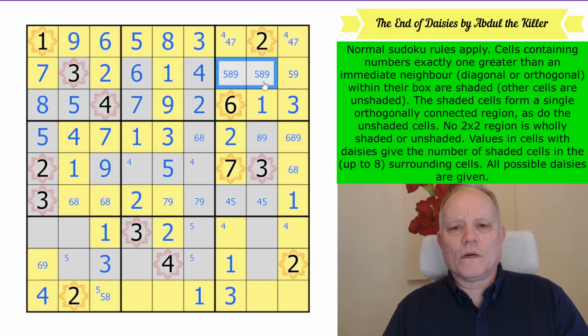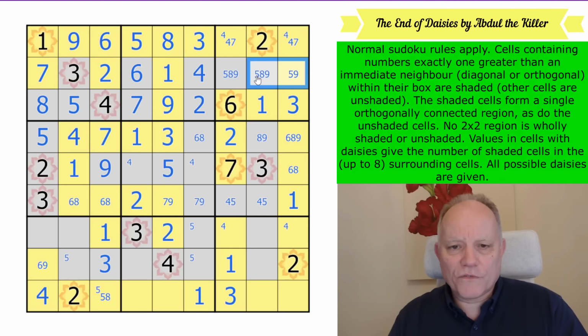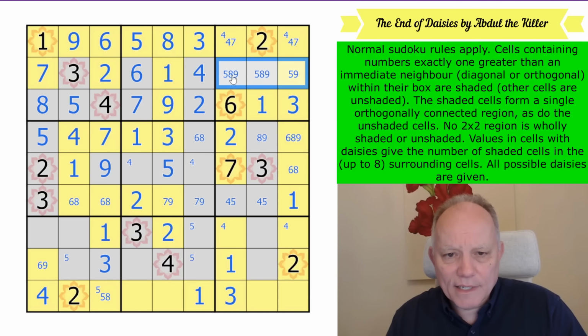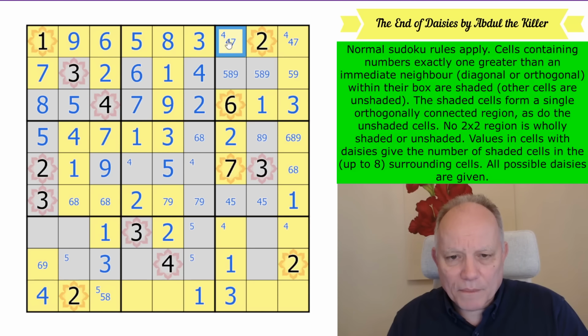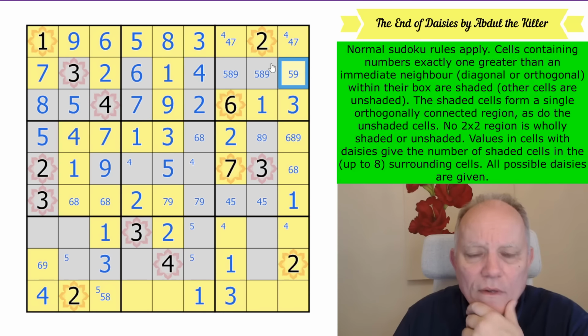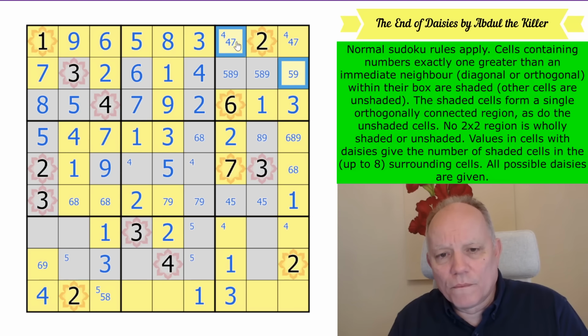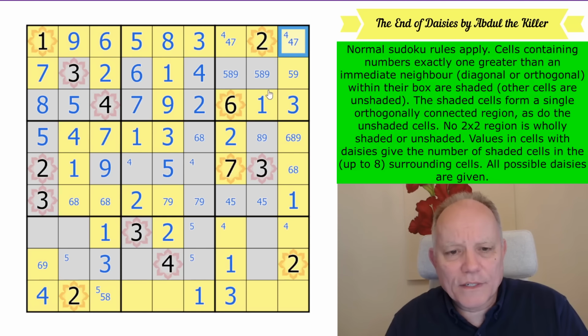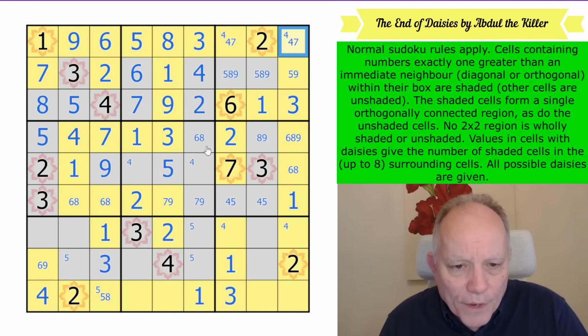How is this going to work? If that was a 9, this is 5, that's 8. Then 7 would have to be here. If that's a 5, then that's 4. Then 8 has to be here and 7 has to be there. There do seem to be ways of doing that, annoyingly.